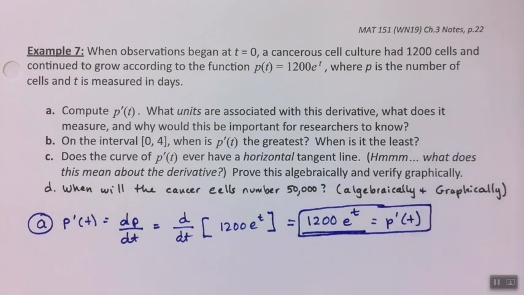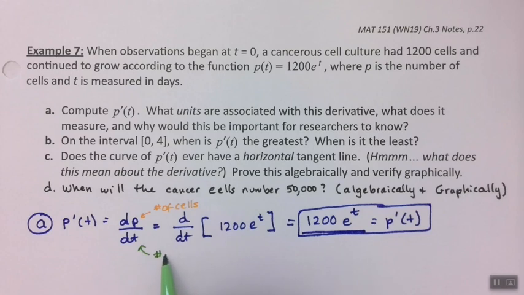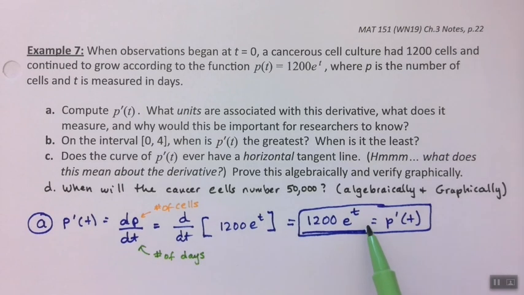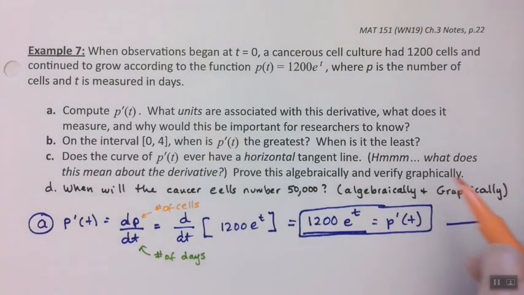All right. Now, what are its units? Well, this is where Leibniz notation actually comes in very handy. If you think about p, p is the number of cells, and t is the number of days. The prime notation, the Bernoulli notation, may seem like it's nicer, but it doesn't actually give you any sense of what the units are. But if you use the Leibniz notation, dp over dt, you can see that the derivative would have number of cells divided by number of days. In other words, the units are cells per day.